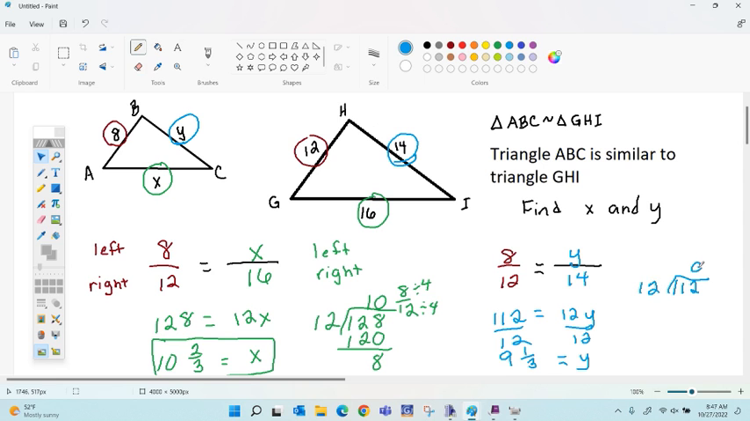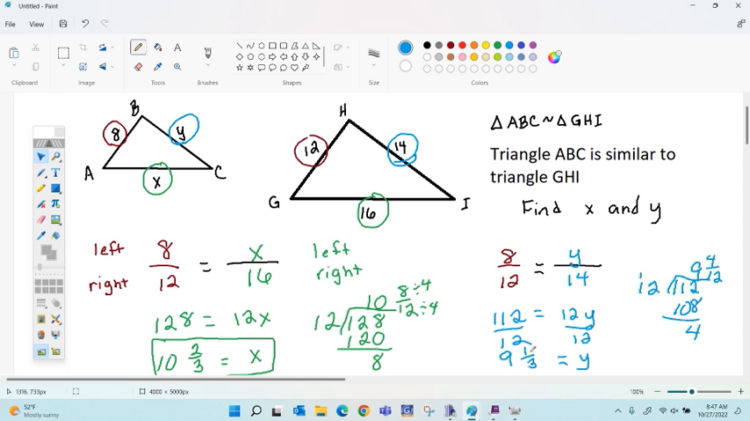So we know it's 9 and something. 9 times 12 is 108. That leaves 4. So 4 over 12 reduces down to 1 over 3. Okay, now what?